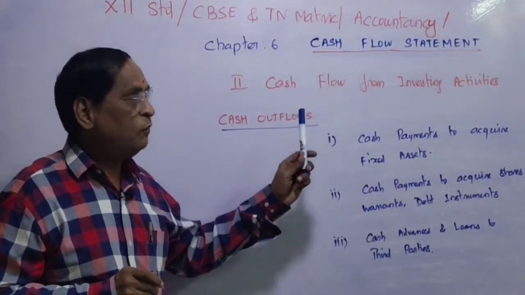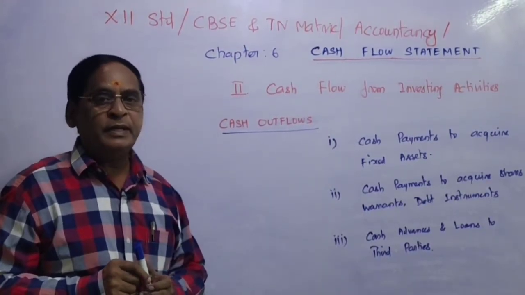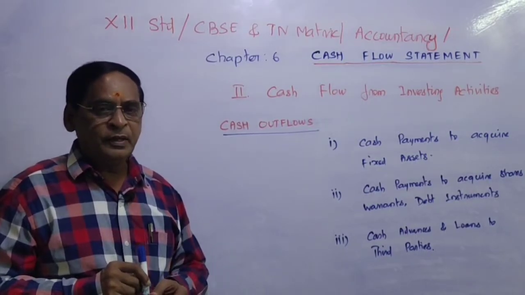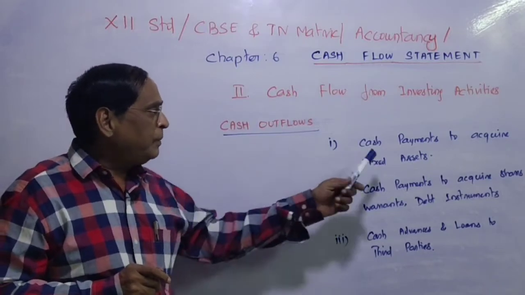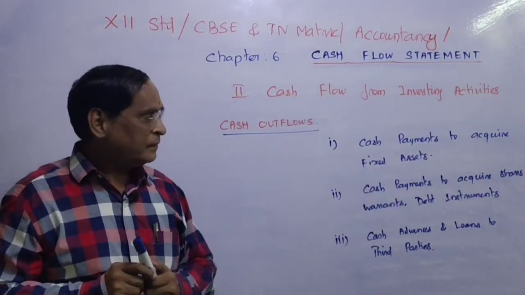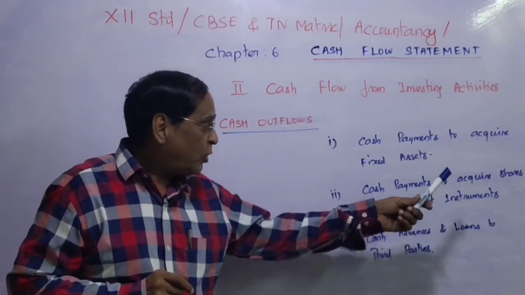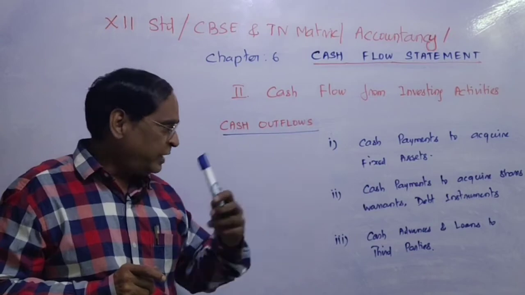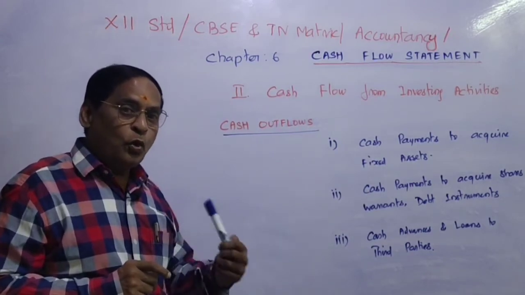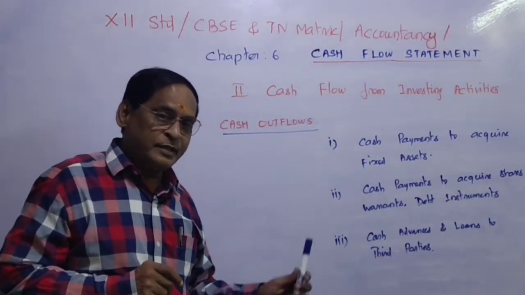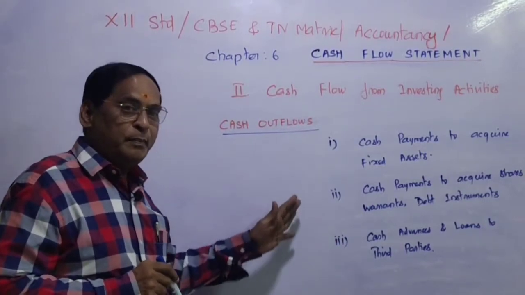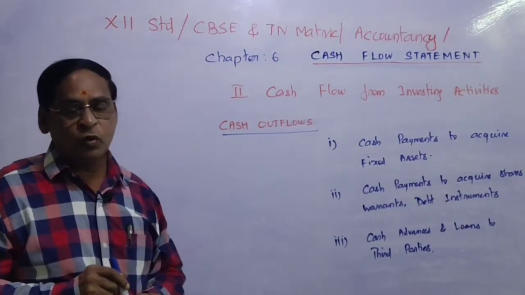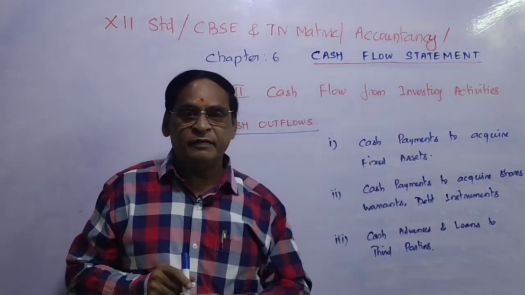Cash outflow from investing activities. If we purchase any machinery, building or any other asset, for example a computer, we have to pay cash. So any payments towards acquisition of fixed assets, and then cash payments to acquire shares, warrants and debt instruments, the cash is going outside. And then if we provide any loans and advances to third parties, cash is going outside. These are the three important cases under which cash is going out, that is, cash outflows under investing activities.